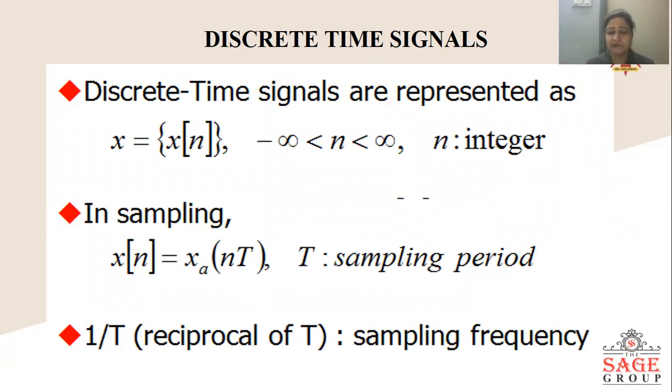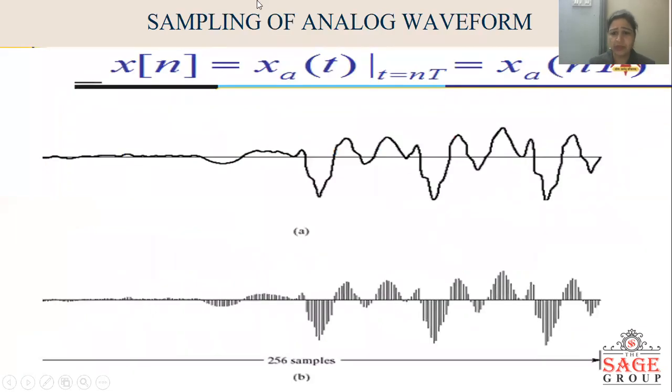So here we'll observe two things. The signal is only defined at 0, T, 2T, 3T, and so on. The interval between the two measurements is always the same, which is equal to the sampling period. And the reciprocal of this sampling period is also known as the sampling frequency or sampling rate.